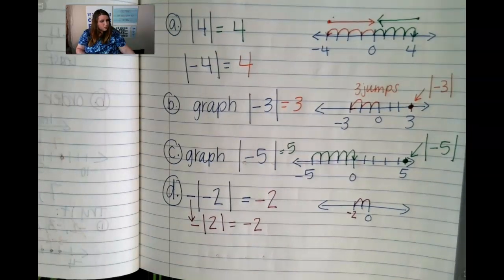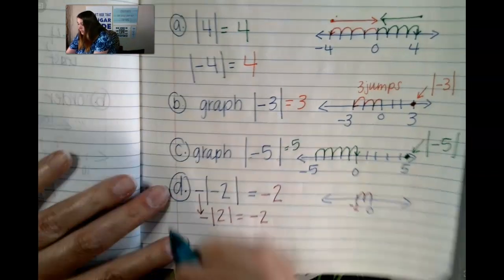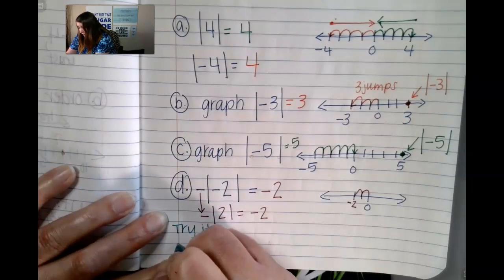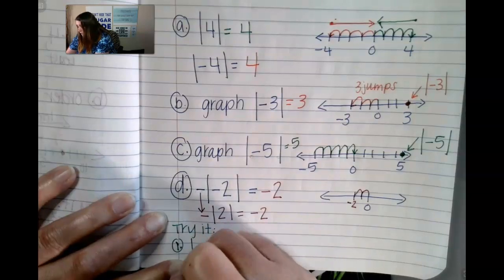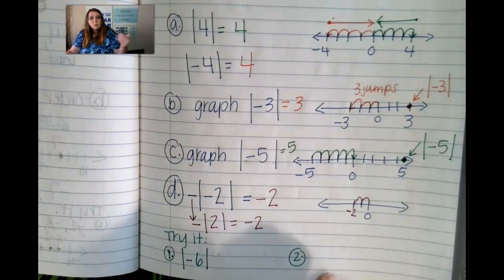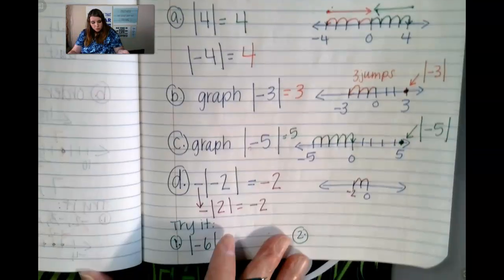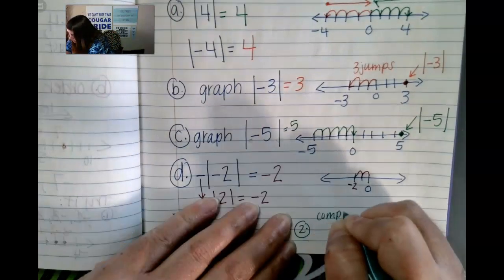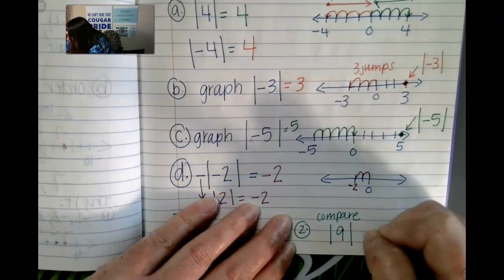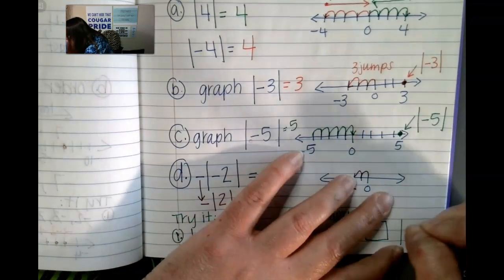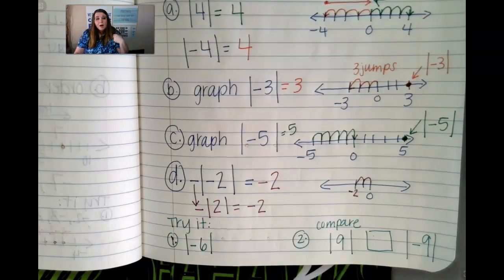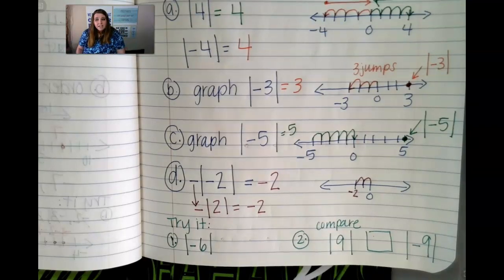All right, 6th graders, it is your turn. We're going to do 2 try-its. I'm going to first have you do a try-it that is telling me the absolute value. So try-it number 1. I want to know what is the absolute value of negative 6. And then try-it number 2. We're going to use what we've been looking at with comparing integers. And I want you to compare the absolute value of 9 and the absolute value of negative 9. So go ahead and compare both of those. Hit pause so you don't hear me talking, and then when you're ready, come back and check your work.